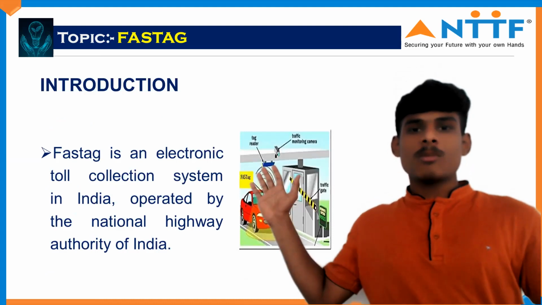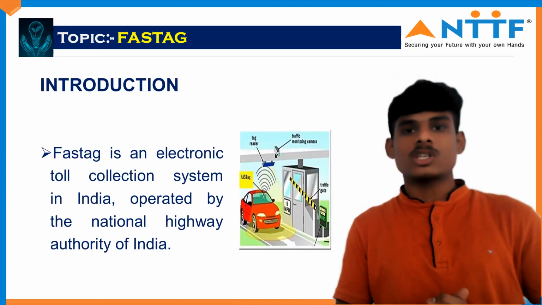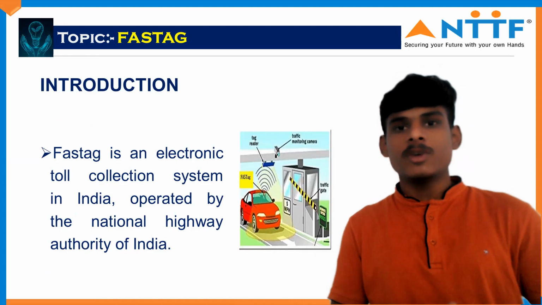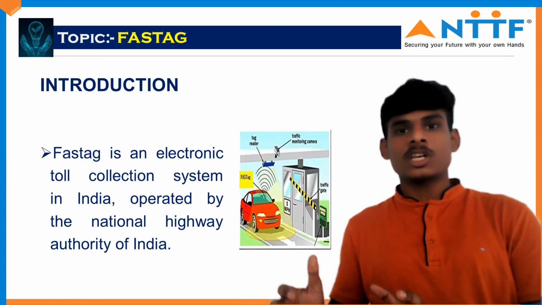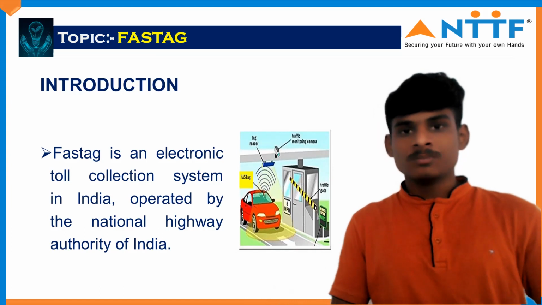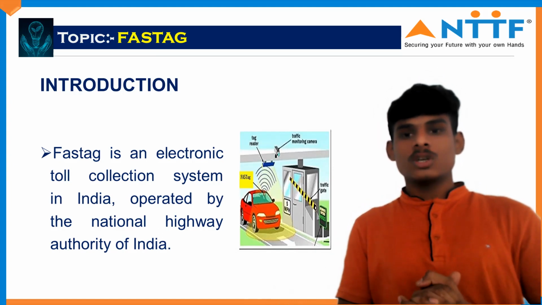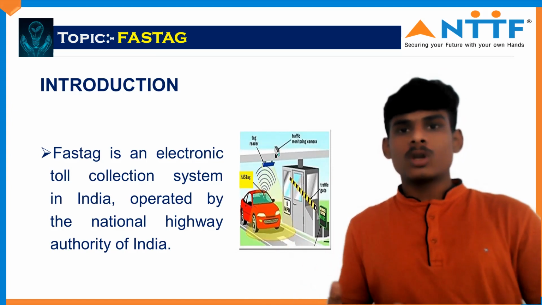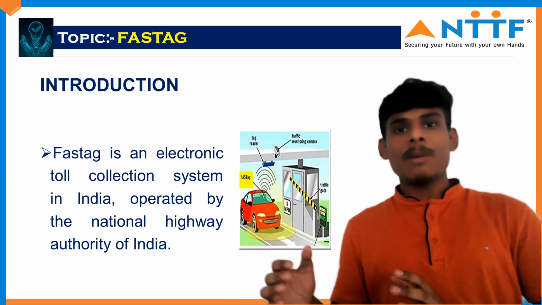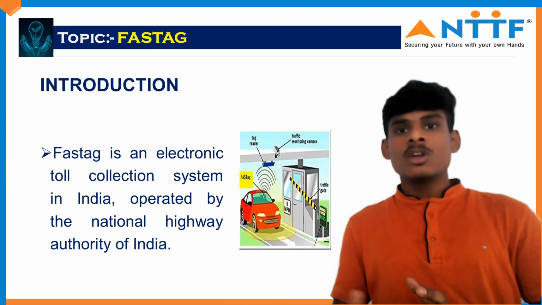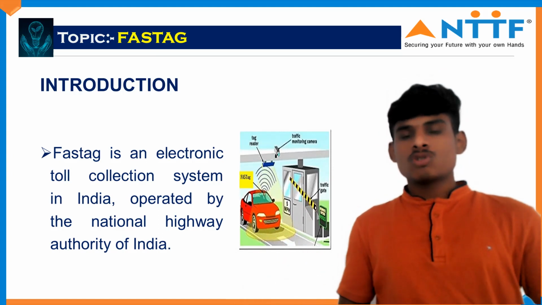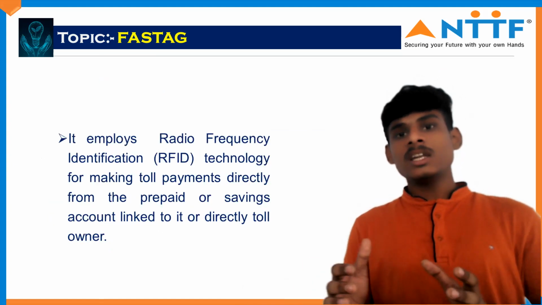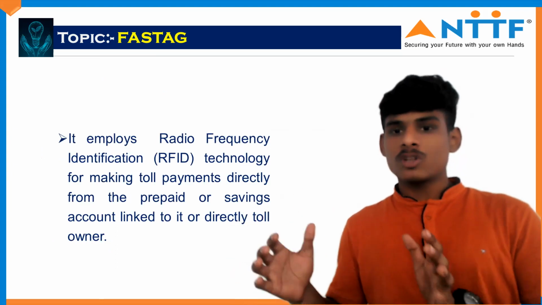So first, we are going to discuss the introduction of this FASTag technology. As the name suggests, FASTag technology is an electronic toll collection system in India, which is operated by the National Highway Authority of India. So what is meant by FASTag technology? When we are traveling, we have to pay money for the toll, and in that condition we have to pay money manually. But by using this FASTag technology, we are able to pay money automatically. How, we are going to discuss today. In the next slide, here is the deep introduction about the FASTag technology.